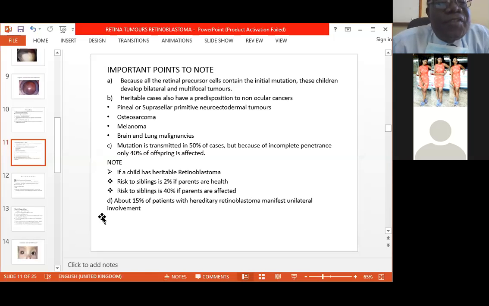And about 15% of patients with hereditary retinoblastoma will show unilateral involvement. Can be bilateral, but only 15% are bilateral.